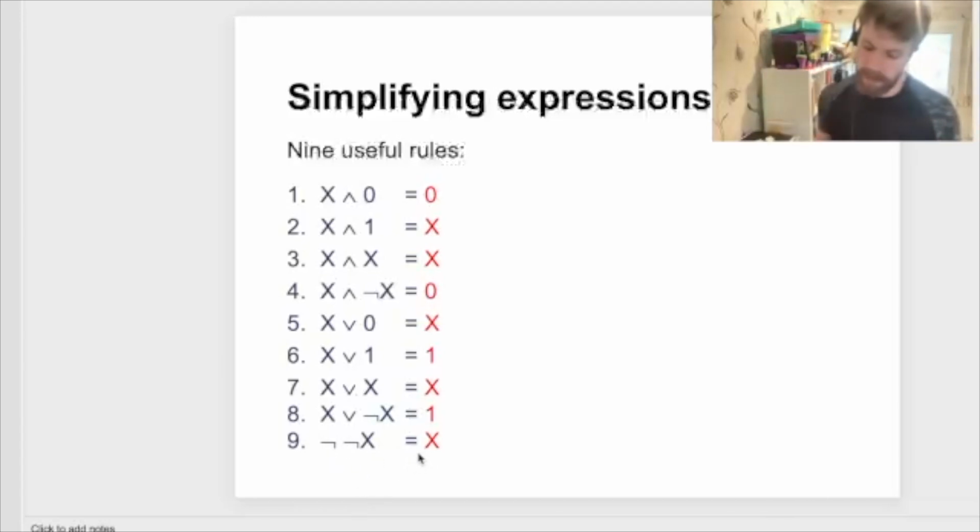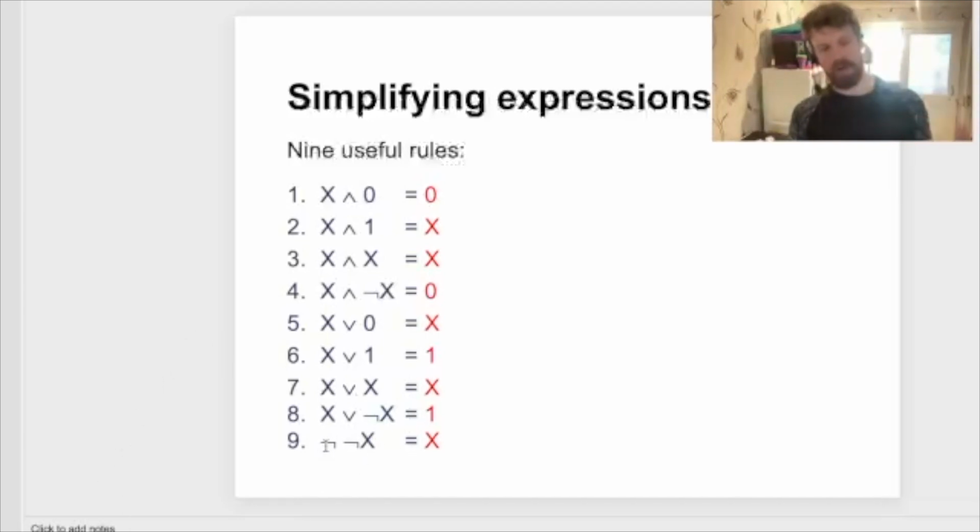Now if we think about that, because of the double not there, what that would do is reverse it twice, so it just gets you back to the initial value. So if not X is 0, not X is 1, and then take the not off again, then that would be a 0 again. So it just takes you back to the start, so you can take the double not off.